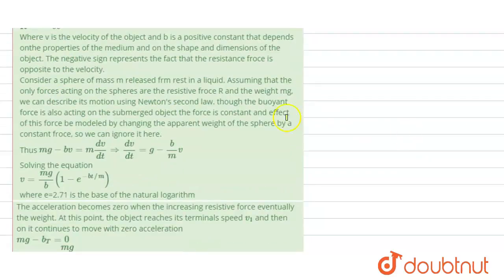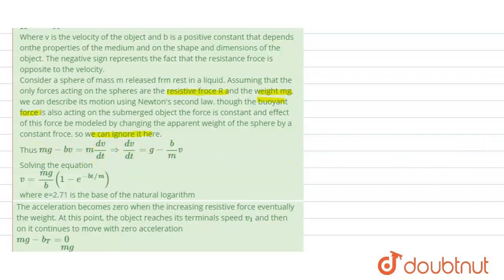Now if we consider a situation where we have kept a mass in a liquid, what are the various forces which would be acting? One would be the resistive force, which would be acting opposite to the velocity. One would be the weight, and another one would be the buoyant force. Now the buoyant force would be constant. It would not depend upon the velocity, and we can just ignore the buoyant force value. Then we can say that the net force would be just our weight and the resistive force. So it would be mg minus bv. This is the net force, which equals mass into acceleration.